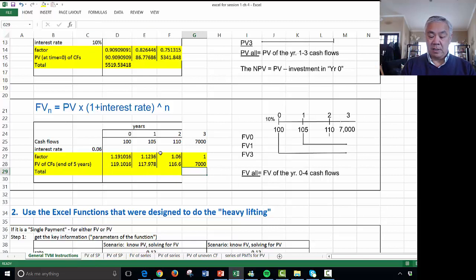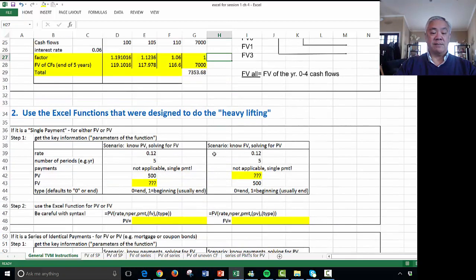And the total cash flow equals the sum of the series, and that's 7,353 and 68 cents. So if we put in this cash flow stream of 100, 105, 110, 7,000, at the end of year 3, we would have 7,353.68. All right, so that is using the future value formula in order to handle cash flows.